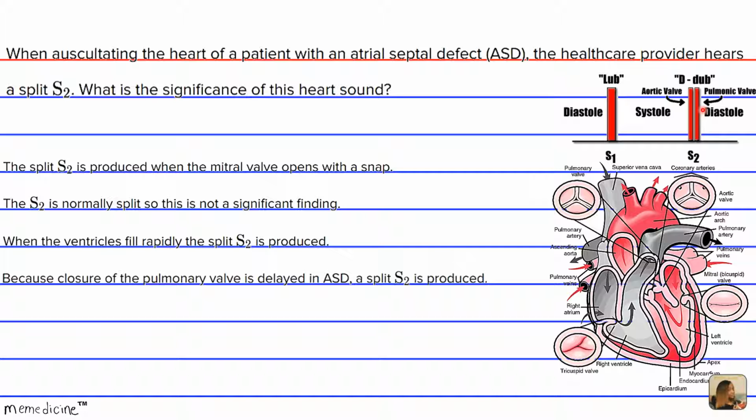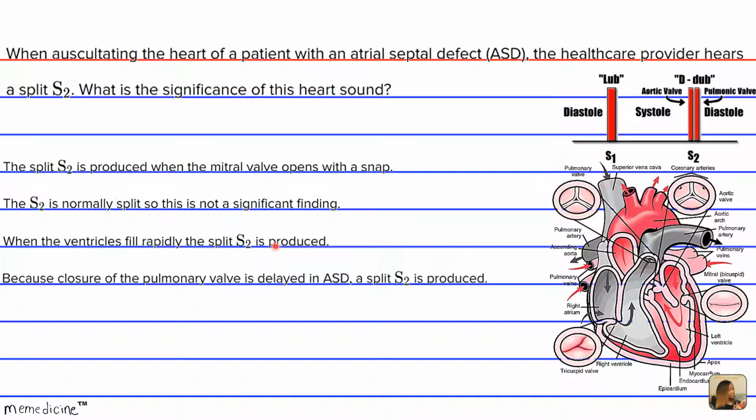When the ventricles fill rapidly, so which answer choice was that? That was answer choice C, such as in cases when there is fluid overload, a third sound is heard. It's called an S3 rather than an S2, and the opening of the mitral valve, okay, is usually silent, so we don't really hear a noise. If a sound is produced when it opens, it's called an opening snap. So what I'm trying to tell you is that answer choice A and answer choice C are out.